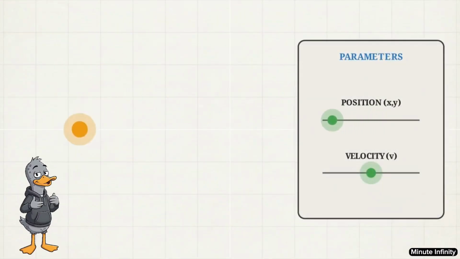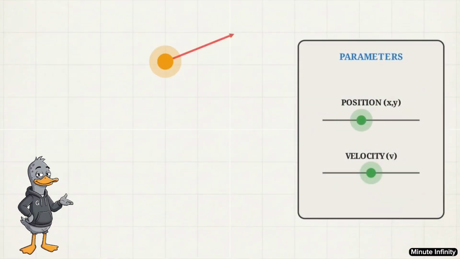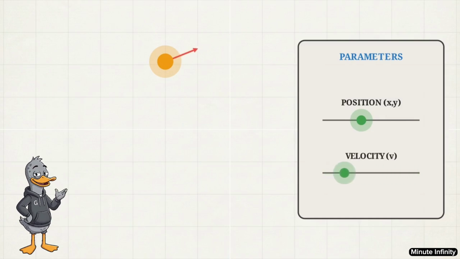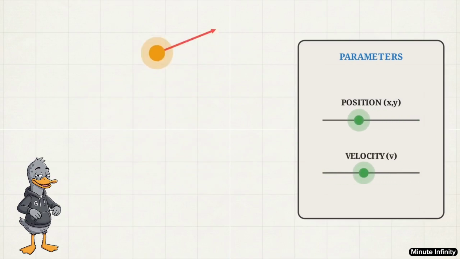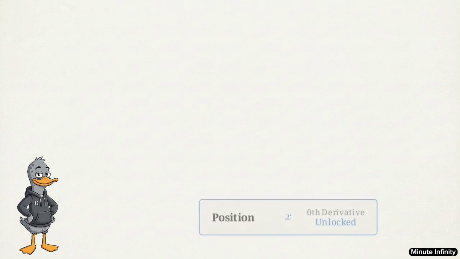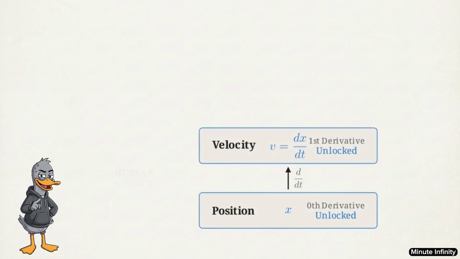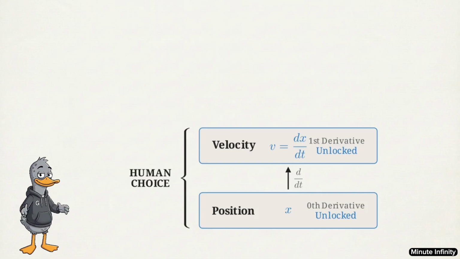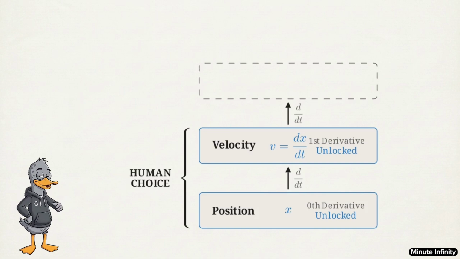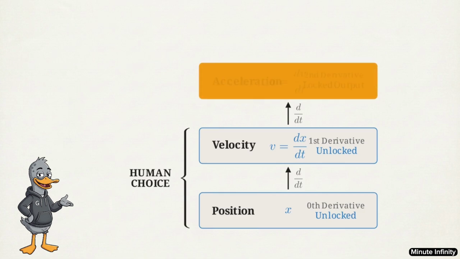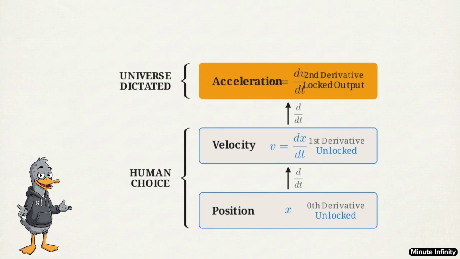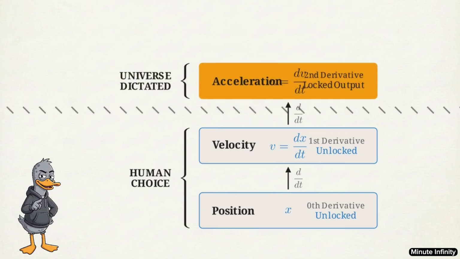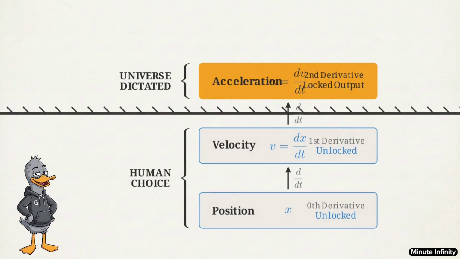In our universe, an object's starting position and its starting velocity are free variables. You can place a ball anywhere and throw it at almost any speed. As this visual hierarchy shows, if position and velocity are freely chosen by us, the universe's controlling forces must dictate the next level up in calculus. That leaves acceleration as the output controlled by the universe. Acceleration is the lowest derivative that leaves both position and velocity as free variables.